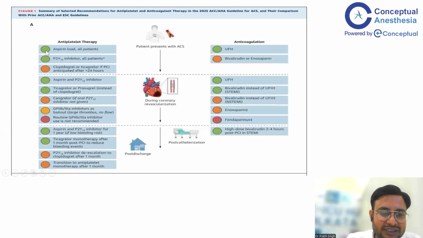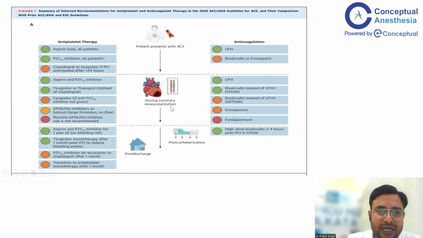The green one is the strong recommendation, the red one is grade 2B, and the yellow one is grade 2A. Whatever is seen here, green is a strong recommendation that you have to give. The anticoagulation of choice will be unfractionated heparin, for two reasons. First, it is faster acting. Second, we have an antidote available, protamine sulfate, so in case of very severe bleeding we can reverse its effect.